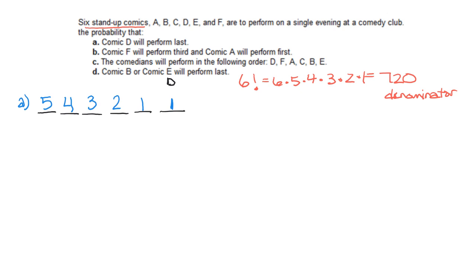You're going to take each one of these and multiply them, and we come out with 120. Then once again, we're going to divide this by our denominator, our total count, which is 720. This will reduce to 1/6, and this will be the probability that comic D performs last.